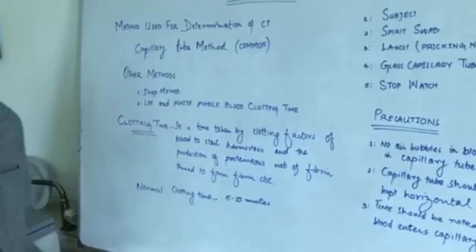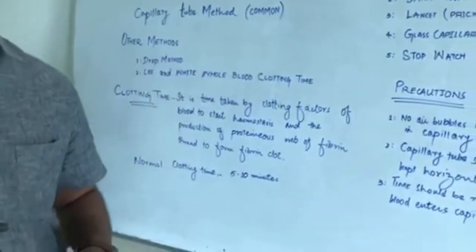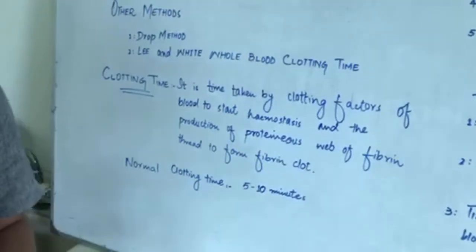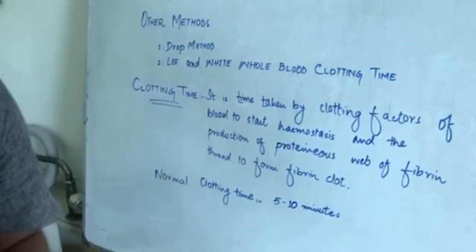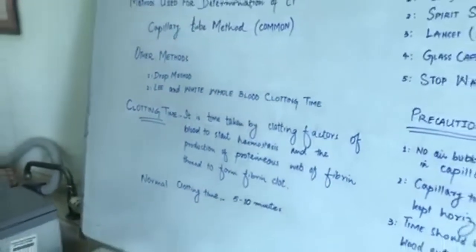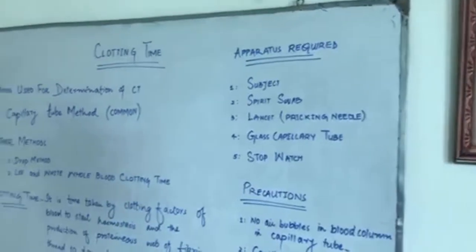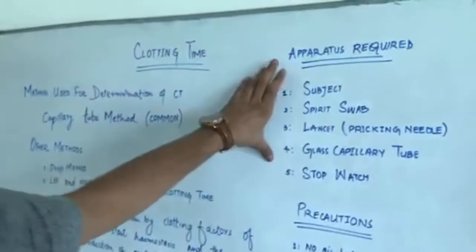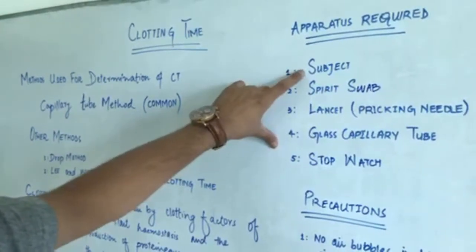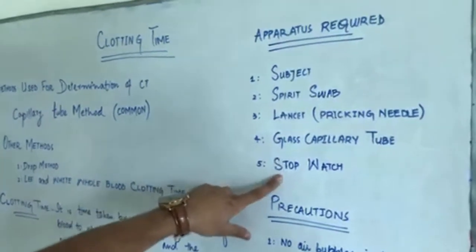Other things that are required for you people to know are the conditions in which the clotting time is increased, and these conditions include the von Willebrand disease, and the other conditions are also written in your practical notebook. So first of all, I'll explain the practical to you people, and then I'll perform it. The apparatus that is required for the capillary tube method involves the following things. First is subject, second is swab, third is lancet, fourth is capillary tube, and fifth one is the stopwatch.